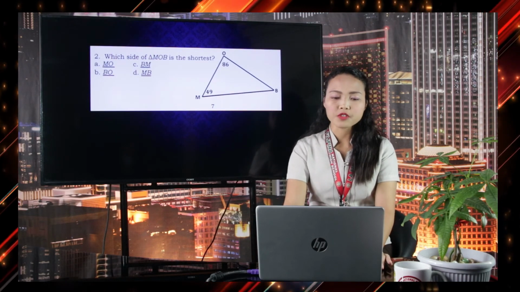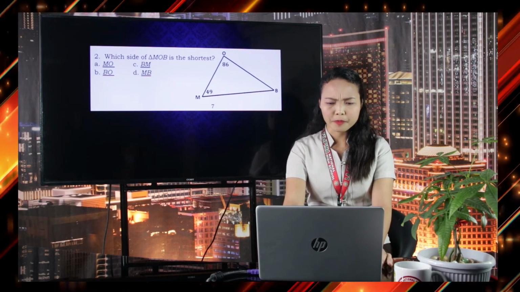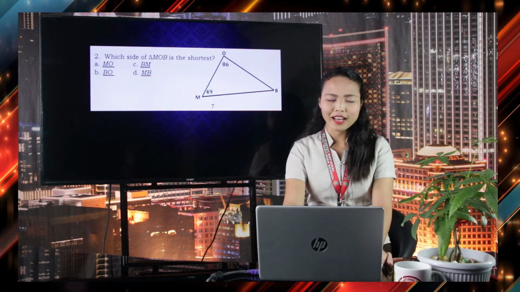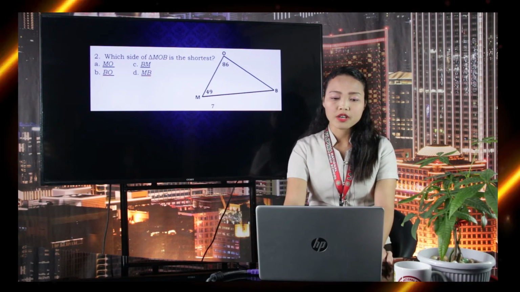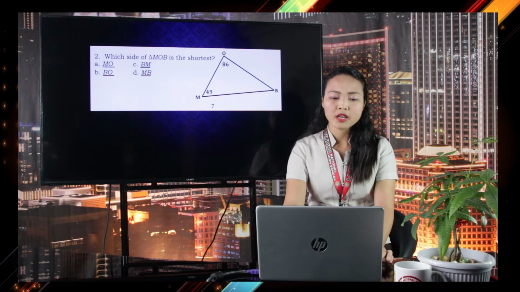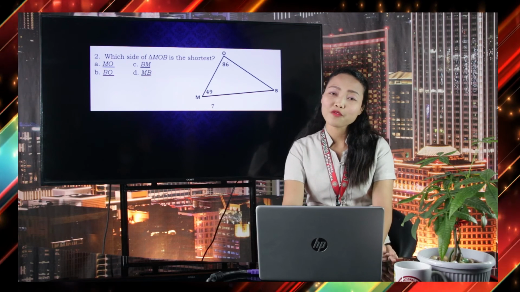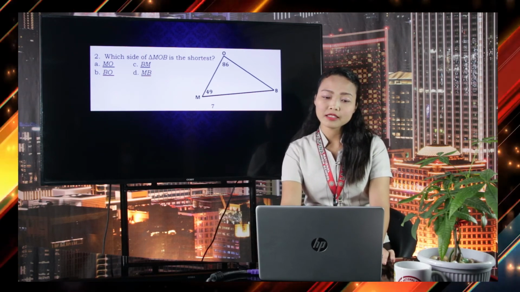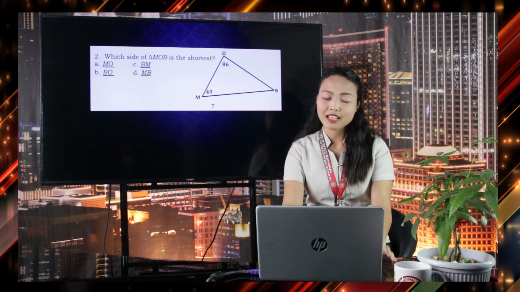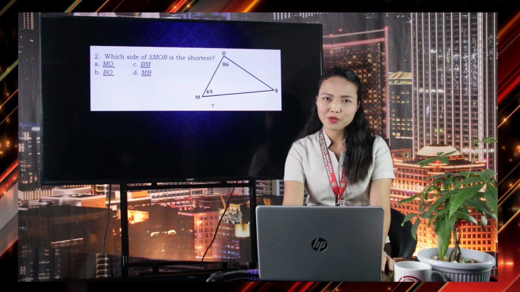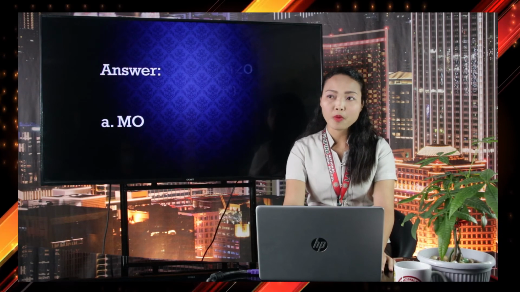How about this one? Which side of triangle MOB is the shortest? Letter A, line segment MO. Letter B, line segment BO. Or letter C, line segment BM. Or D, line segment MB. Okay? So, as you have noticed, the line for the line segment is on top, in the capital letter. Okay, so the correct answer is line segment MO.